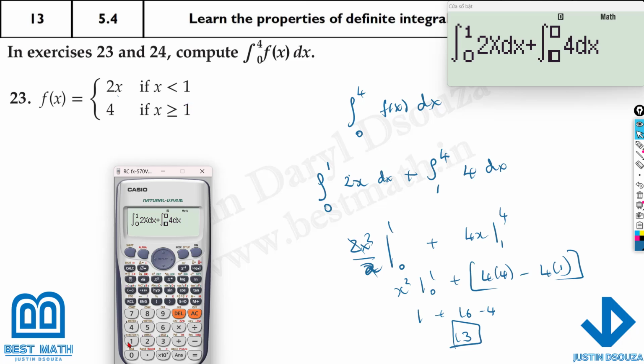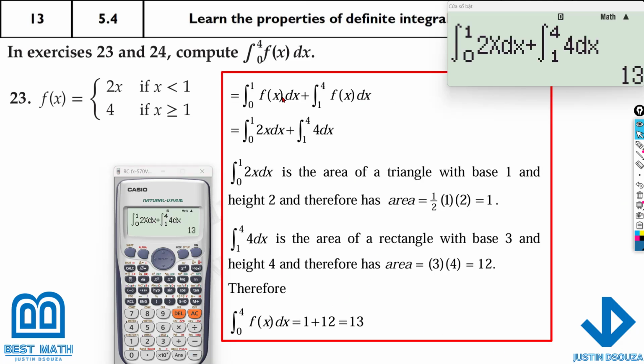The limit will be from 1, it's greater than 1, right? Which is the maximum limit given? It's 4. So the answer must be 13. This is how we solve it, just by splitting the intervals. Since it's in the electronic part, you do not need to write anything directly. You just put this in the calculator and here you go.